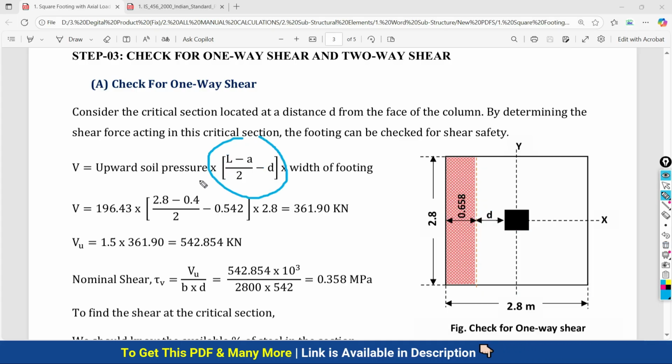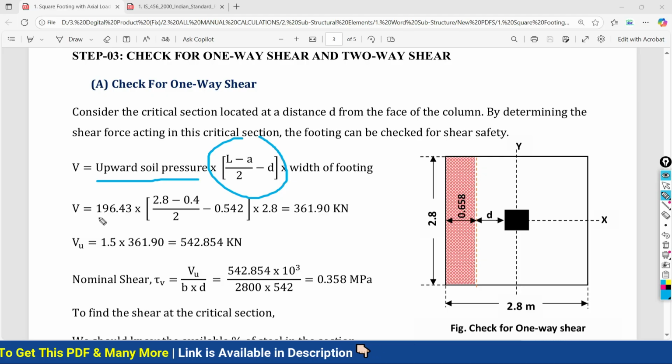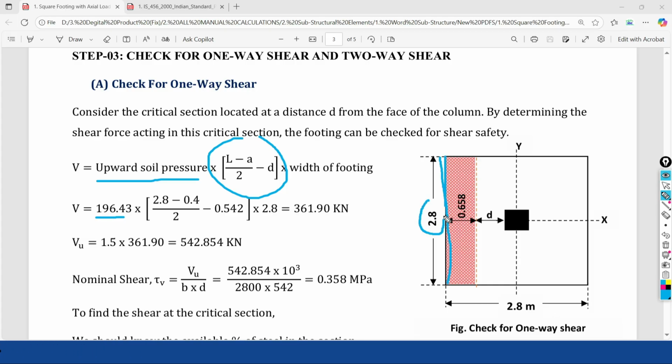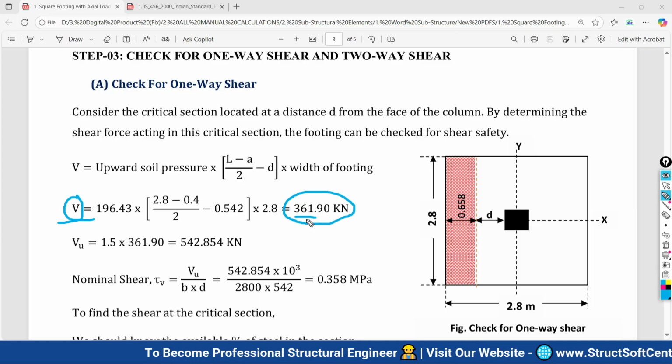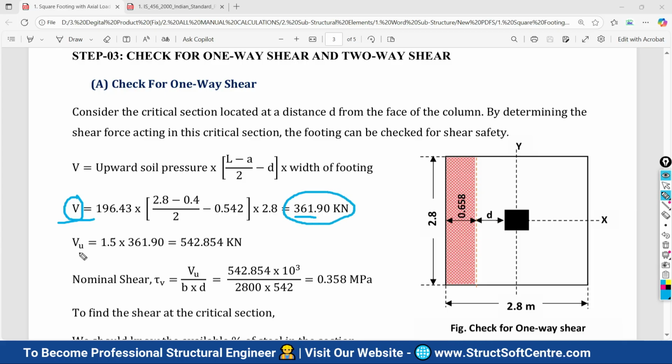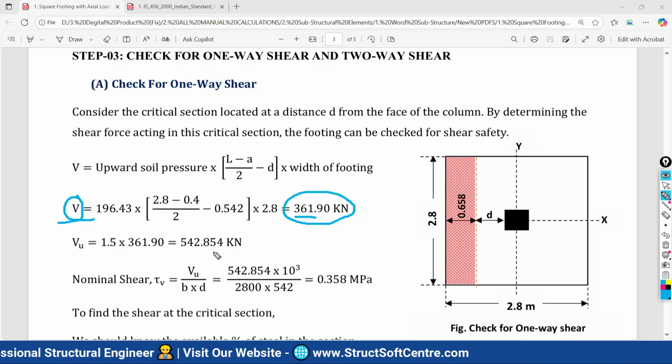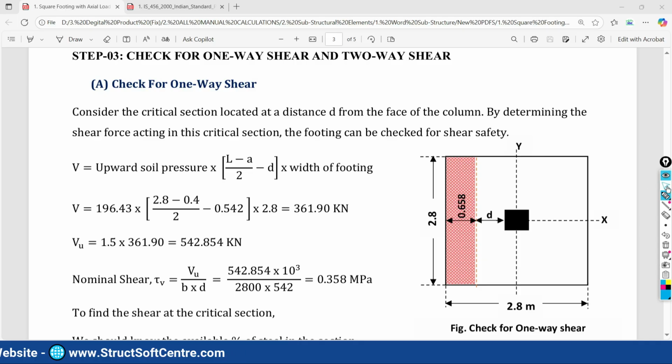Then this value should be multiplied with the upward soil pressure 196.43, multiplied by the transverse dimension over which it is distributed, that is nothing but 2.8 meter. If you do this entire calculation, you get the shear force value as 361.9 as the service value. You have to multiply this value with 1.5, and you get the factored shear force 542.854 kilonewton.